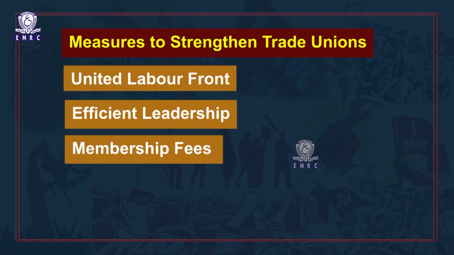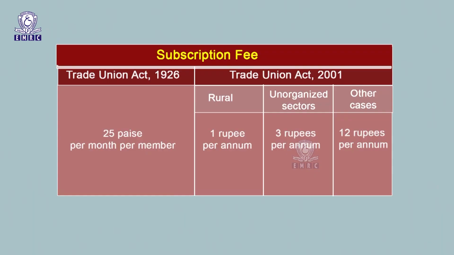Management and trade unions should provide educational and training facilities for the development of internal leadership. Membership fees. The membership fees should be raised as the amount of wages of the workers increased significantly compared to the situation in 1926, when for the first time the Trade Union Act provided for the collection of 25 paise per month per member as the subscription fee.